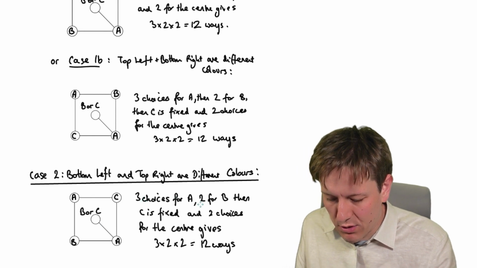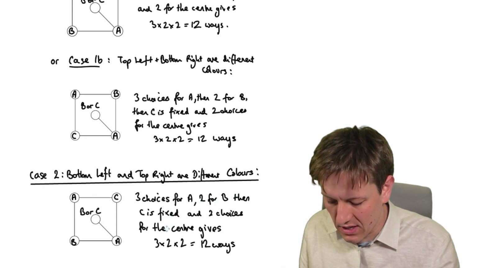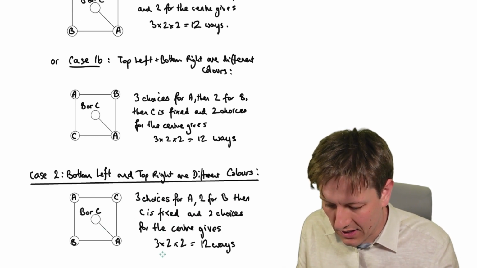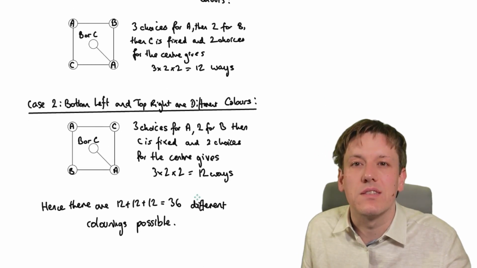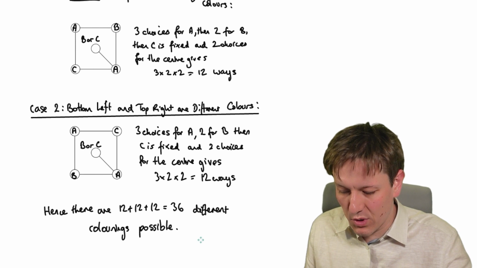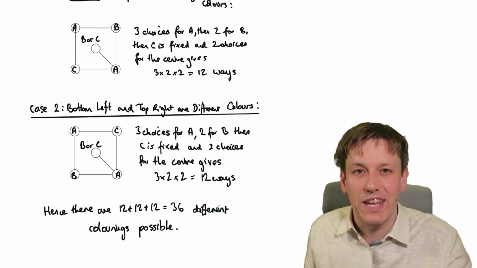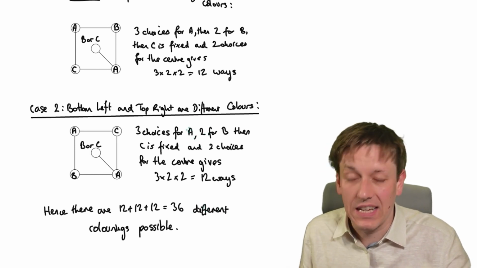So here there's 3 choices for A, 2 for B, and then C is fixed again, and then there's 2 choices for the centre colour. It could be either B or C, and so that gives me 3 times 2 times 2, which is 12 ways as well, and so that means that in total there are 12 plus 12 plus 12, which is 36 different colourings possible. I have been systematic and thorough here and found all of the possible cases and given what I think is a pretty clear argument.